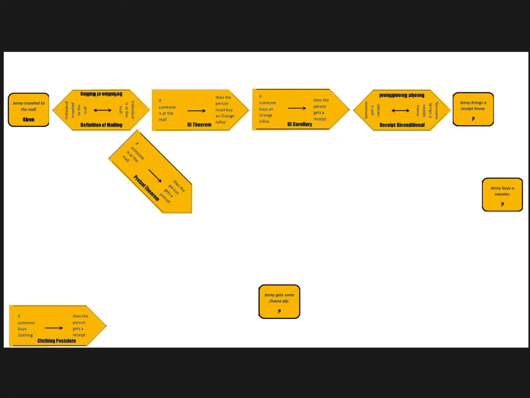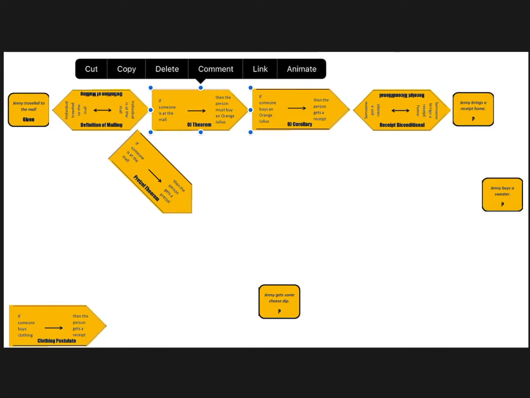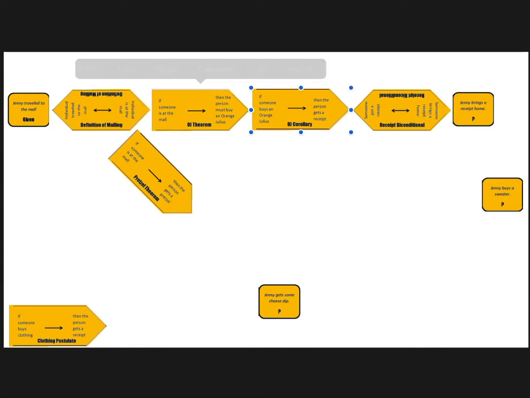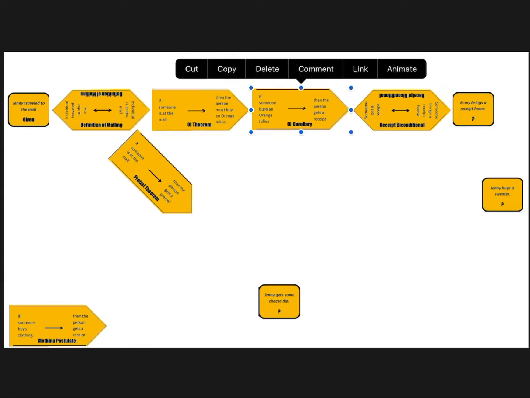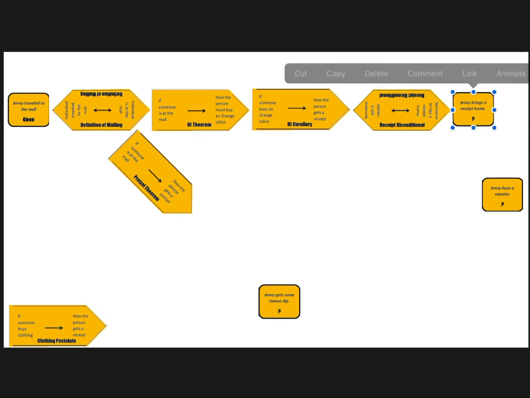Here's how this one went for me. Jenny traveled to the mall, so she's at the mall. Since she's at the mall, she must buy an Orange Julius. Since she buys an Orange Julius, she gets a receipt. Since she gets a receipt, she brings the receipt home. My conclusion was Jenny brings a receipt home.